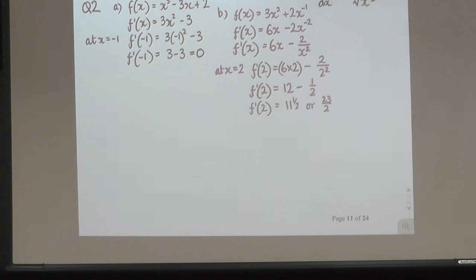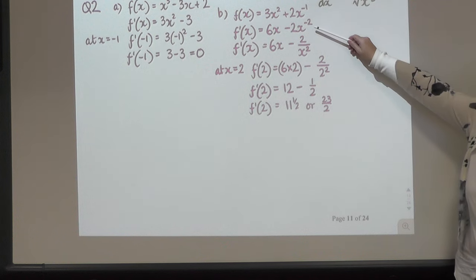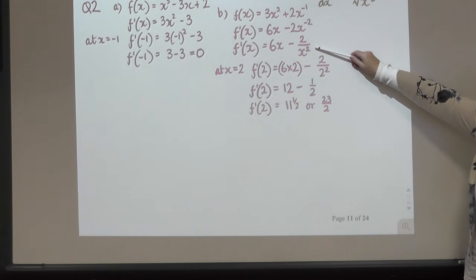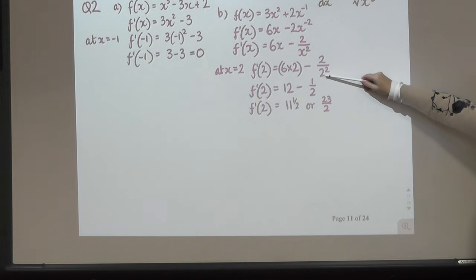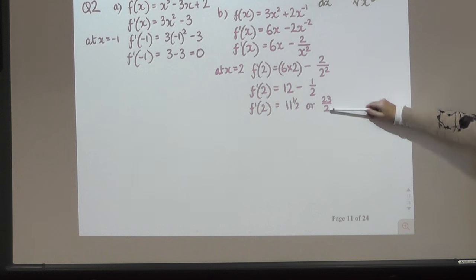So in this one here, you notice we needed to convert from this form into a positive index so we could do the substitution. And then from there, you could either say 11.5, or 23/2. Do you agree with me on that? Or have I made a daft mistake? Is that okay? Right, and then 5 minutes for question 3, please.